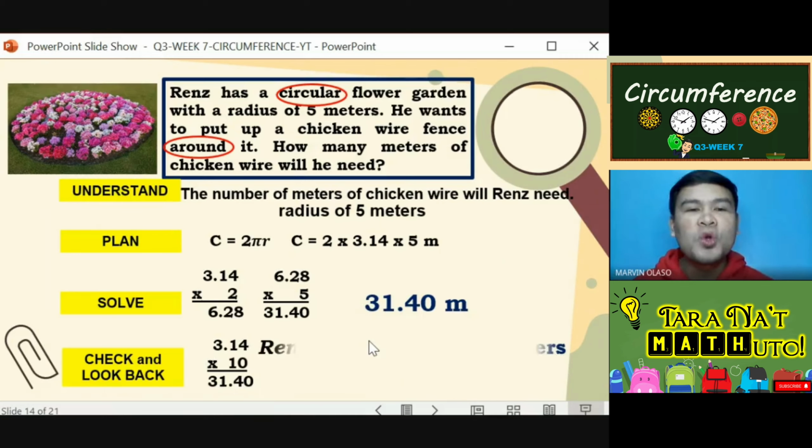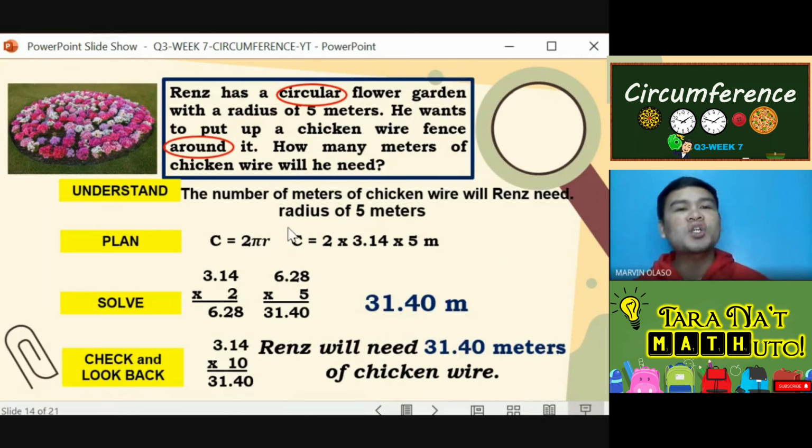We can now conclude that the final answer to the problem is Renz will need 31.40 meters of chicken wire, or 31 and 40 hundredths meters of chicken wire.